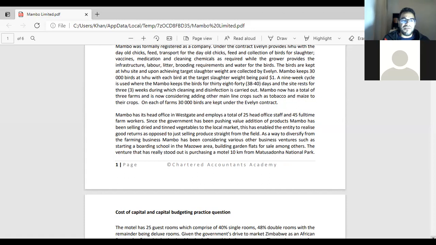As a way to diversify from the farming business, Mambo has been considering various other business ventures, such as starting a boarding school, building garden flats for sale, among others. The venture that has really stood out is purchasing a motel 10 kilometers from the national park.